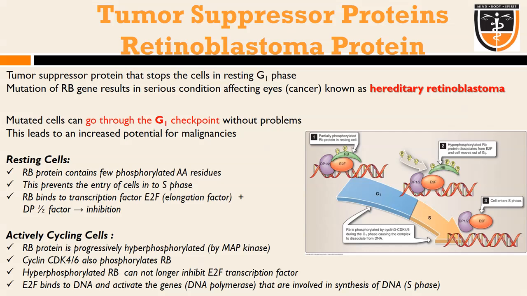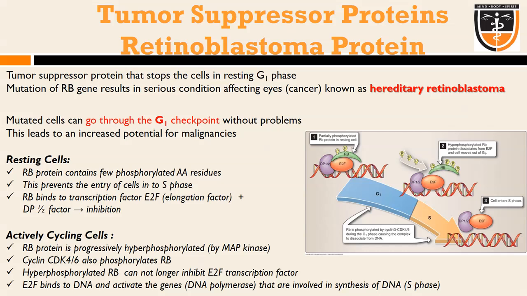So what happens? In resting cells, okay? In cells that haven't yet reached the G1 checkpoint, retinoblastoma protein will be lightly phosphorylated. It's not going to have a lot of phosphorus on it. It's going to be lightly phosphorylated in cells that are not yet at the checkpoint phase, okay? Now, this will prevent entry of the cells into S phase. As long as retinoblastoma protein has just a few phosphorus on it, it's going to prevent entry into S phase.